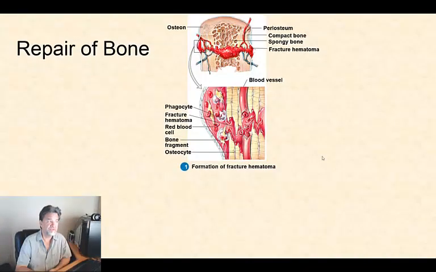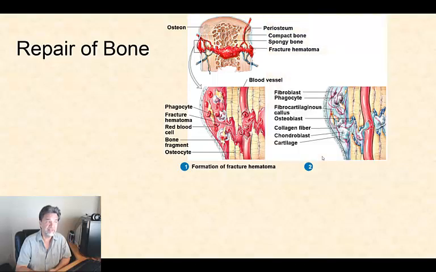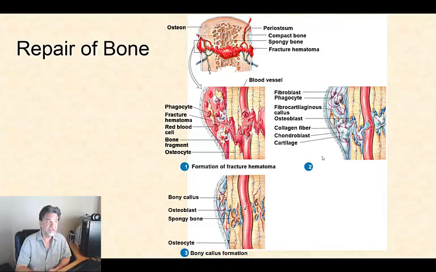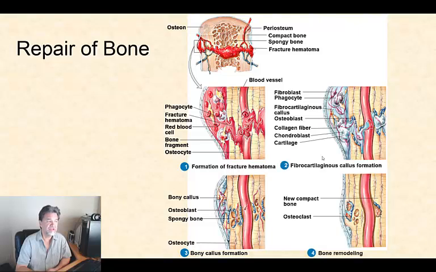A nice little visual of this process is shown here. We have the formation of the clotting surrounding where the break has occurred. We then get the formation of the fibrocartilage callus, and then the bony callus, and then bone remodeling occurred. Now your repaired bone will always be a little thicker than the original bone was.